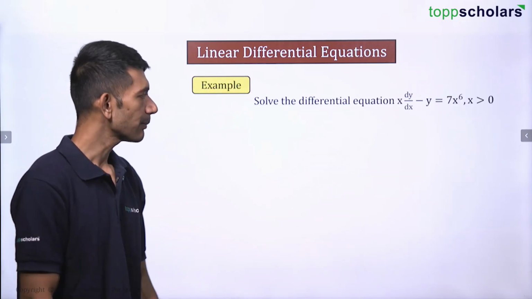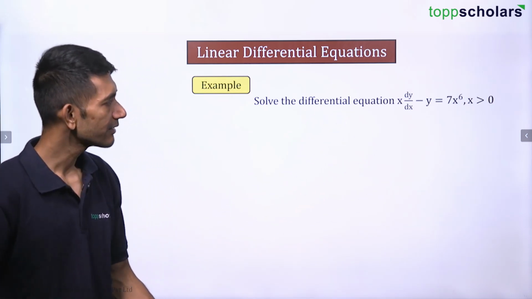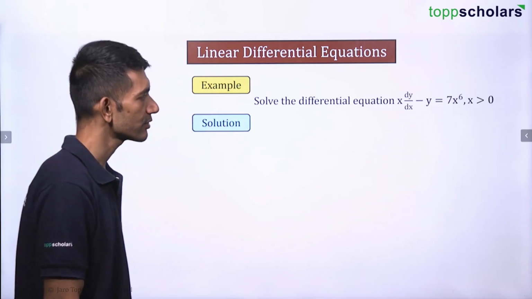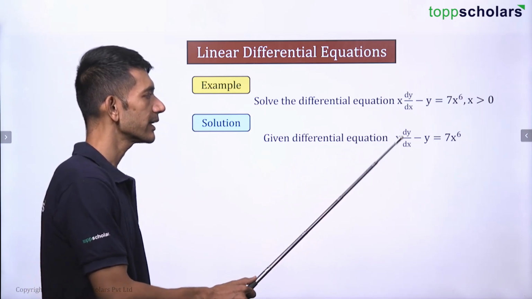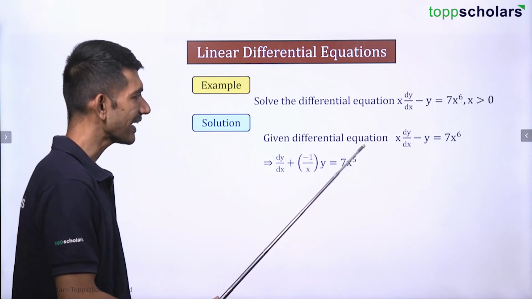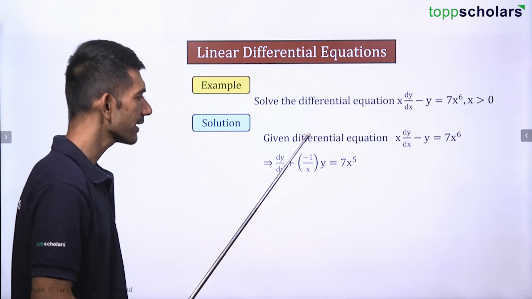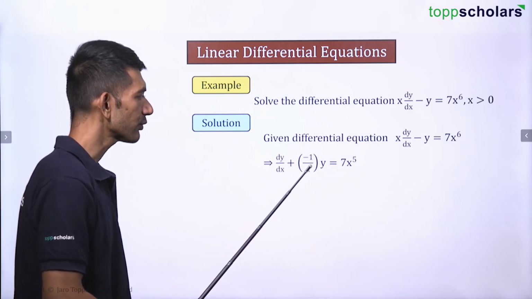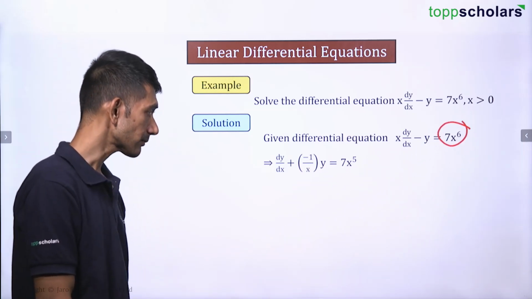Let us see one more example now. The question says, solve the differential equation x dy by dx minus y is equal to 7x raised to 6. So the given differential equation is x into dy by dx minus y is equal to 7x raised to 6. Firstly, can I divide by x on both the sides? If I divide by x on both the sides, I get dy by dx minus y by x is equal to 7x raised to 5, correct?